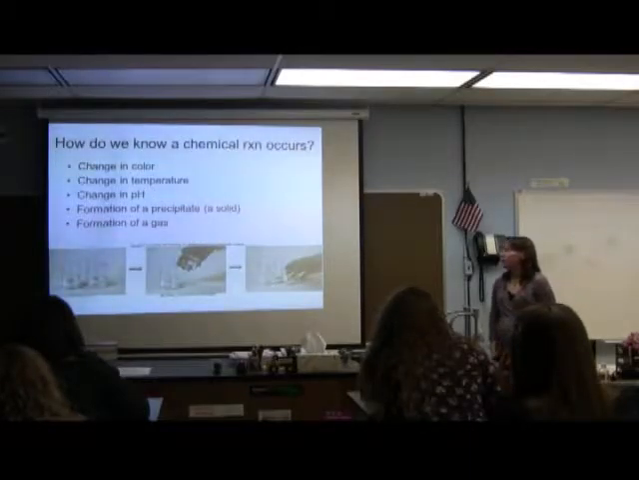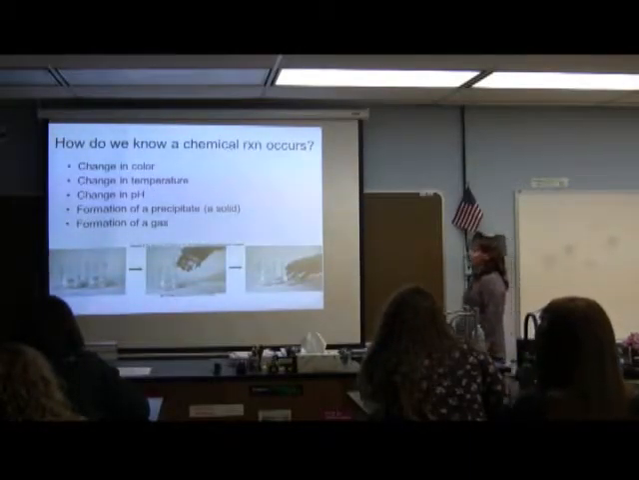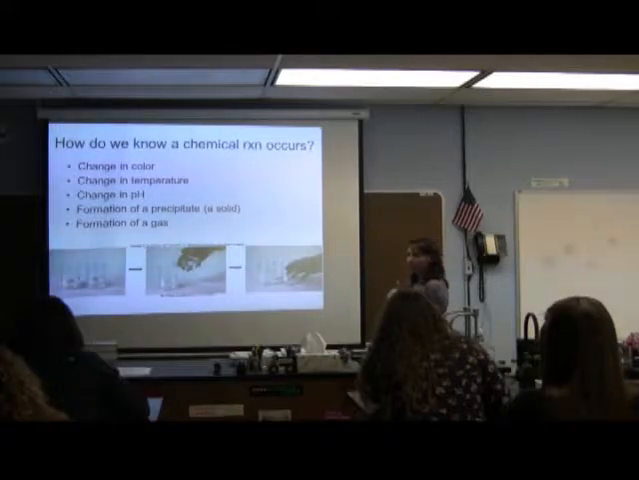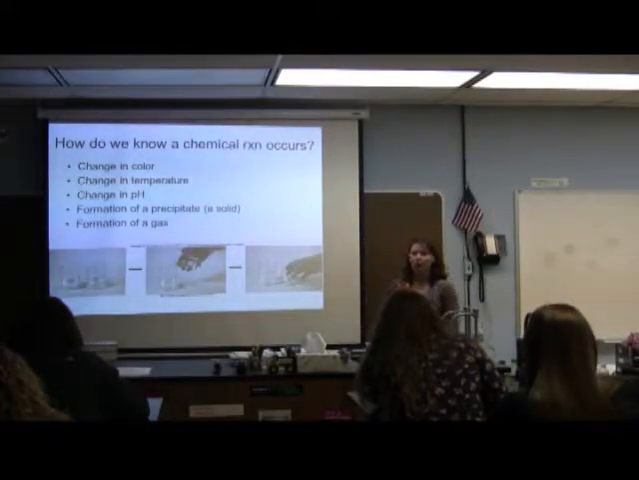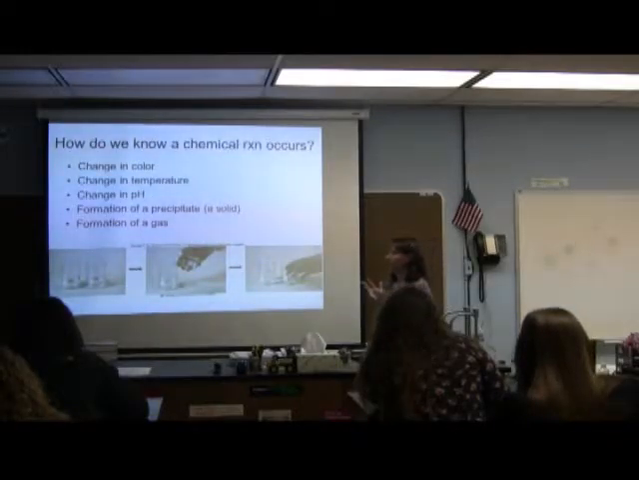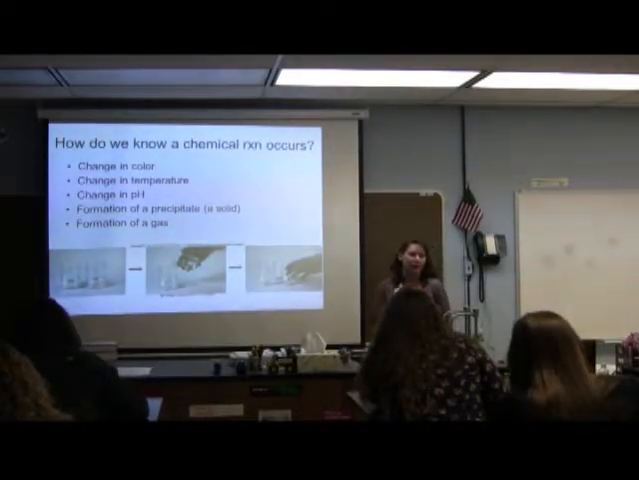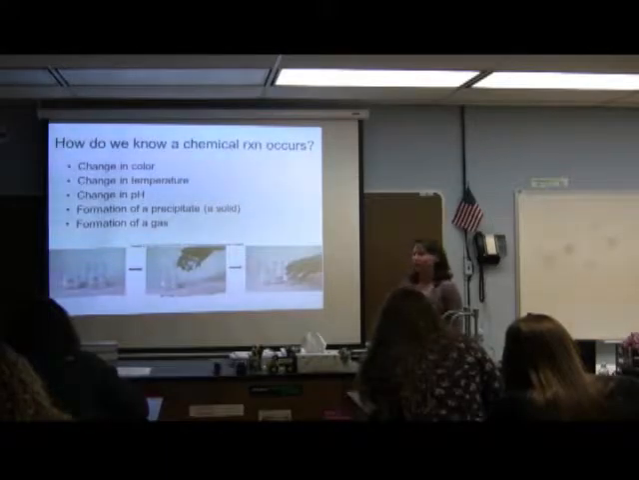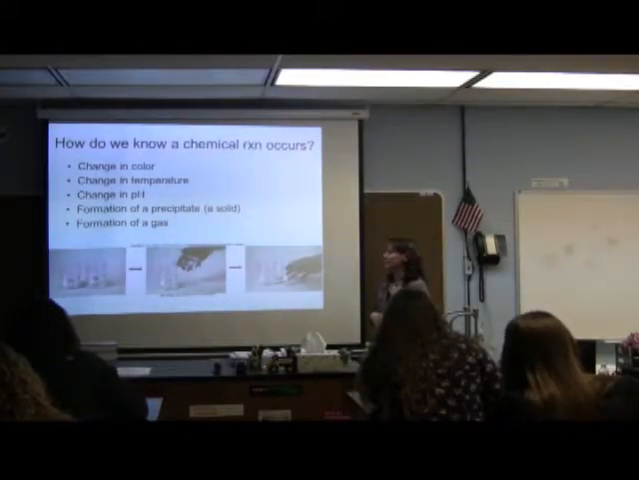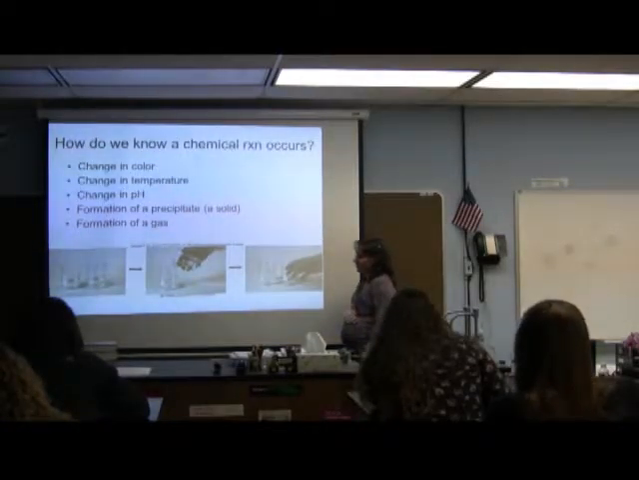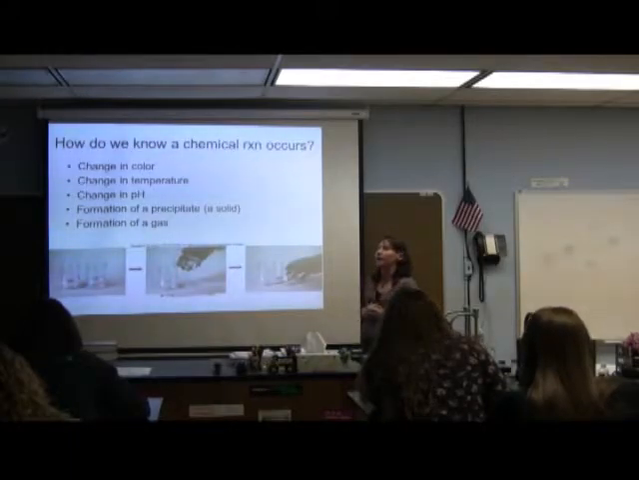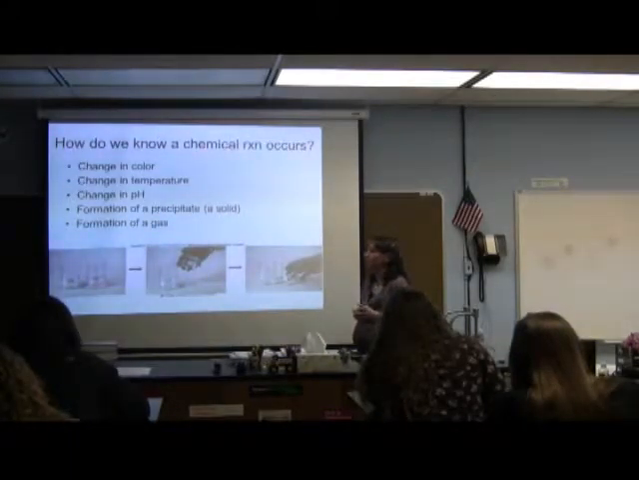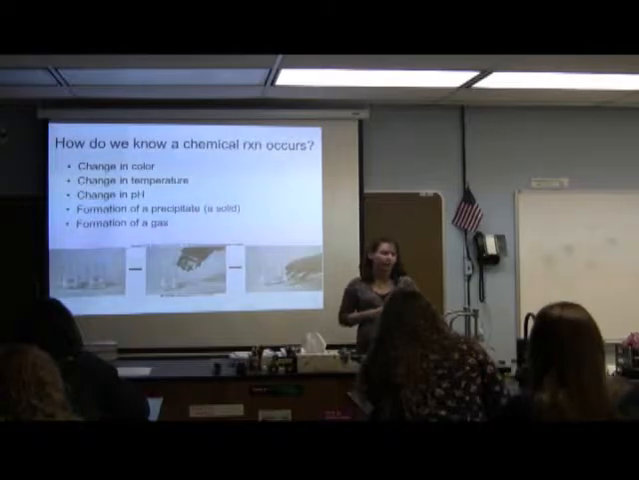And here are some of the ways we can tell if a reaction occurs. If we get a change in color, we get a change in temperature or pH. If we form a precipitate, which is a solid, you've already formed a precipitate in lab. You did that in lab three. Remember, you filtered it. And if you form a gas. Now, you've got to be careful with some of these.